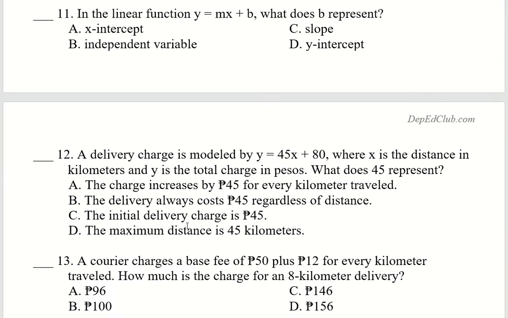Number 11. In the linear function y equals mx plus b, what does b represent? Okay, so again, this is slope-intercept. M stands for the slope and b stands for our y-intercept. Letter D.